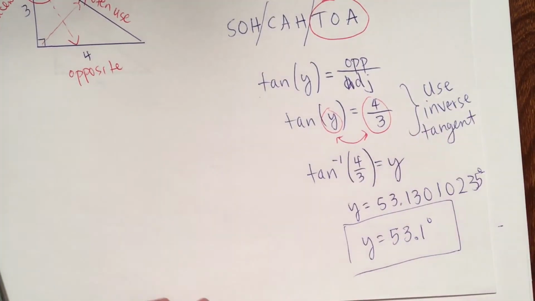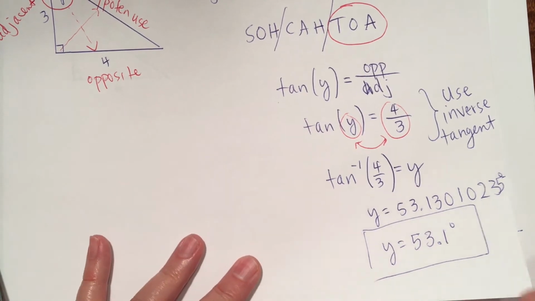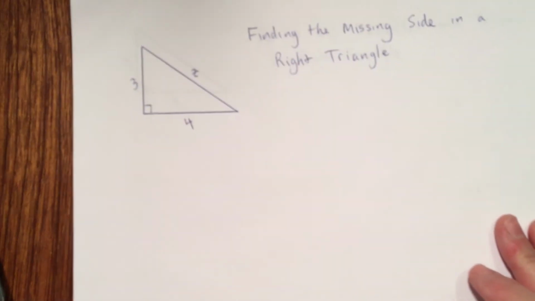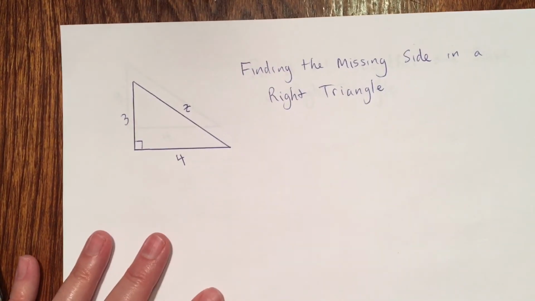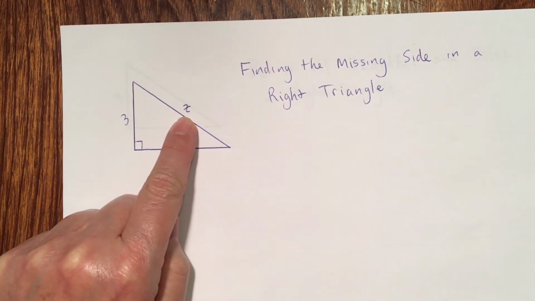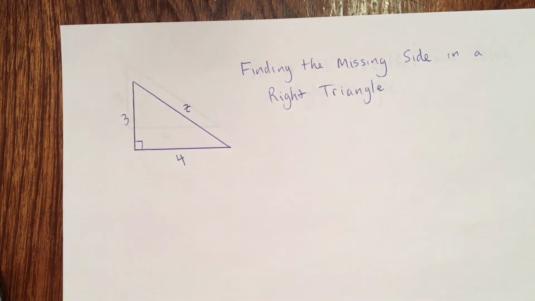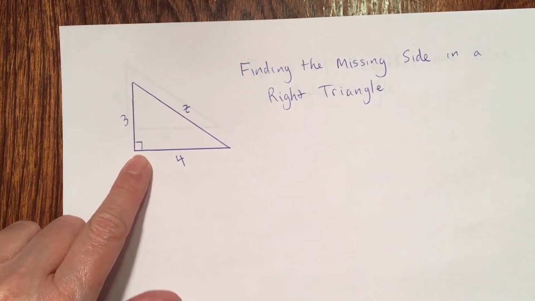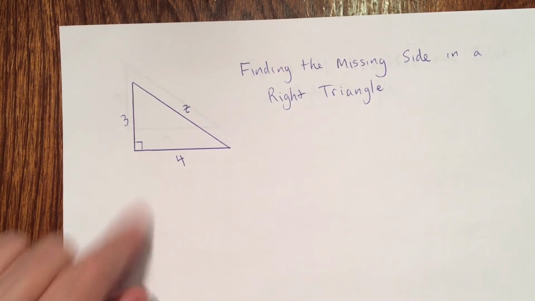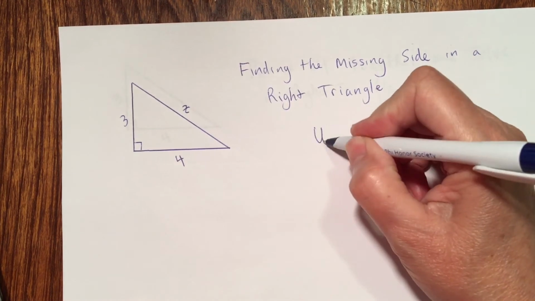Now, just for fun, I want to do another problem with this same triangle. This time, I want to find the missing side, which is the hypotenuse, Z. See, I have a right triangle. I know because they told me there's a right angle. And if I have a right triangle, I can use this.